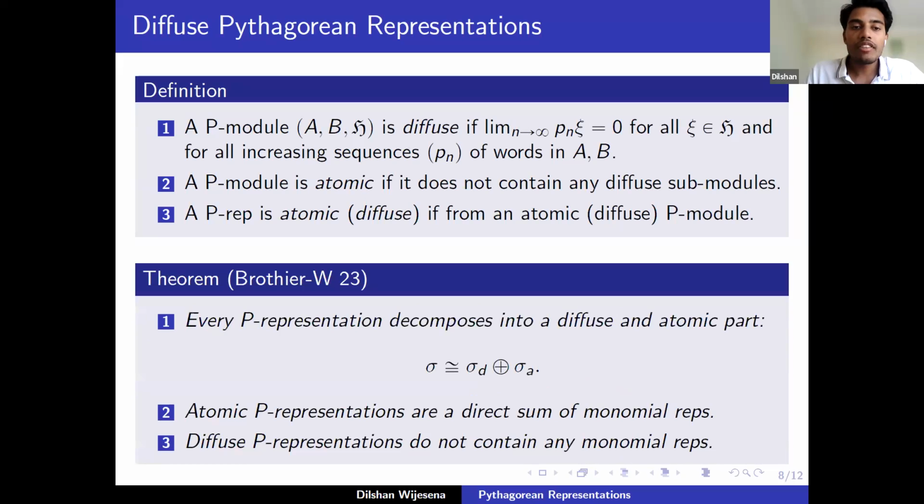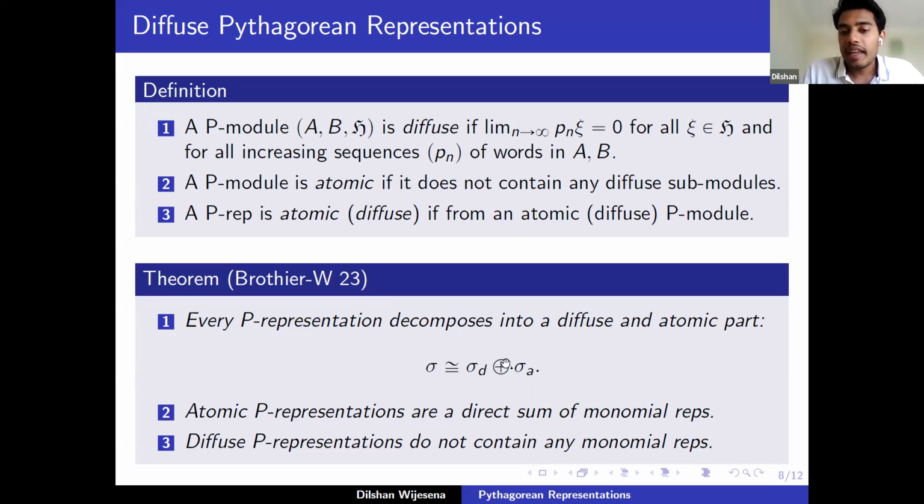Okay. And we have the following nice result. Every Pythagorean representation, or P representation, can be decomposed into two parts, a diffuse and an atomic part. Okay, so that's not too surprising. But what is surprising is that this atomic part is just a direct sum of monomial representations. So these are induced representations. In contrast, this diffuse part will never contain any monomial representations, and in fact it will never contain any induced representations, which is even stronger. So in practice, this atomic part is not actually too interesting. It's just some induced representations. We don't really care about that.